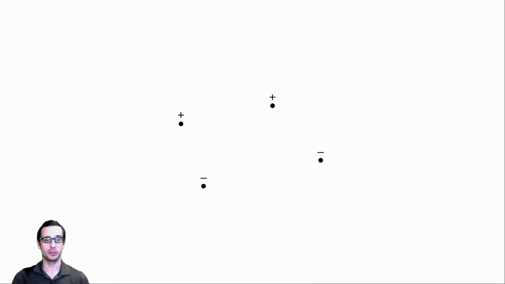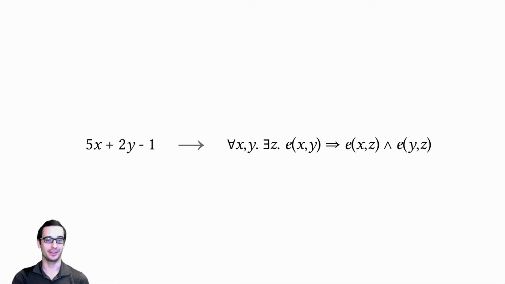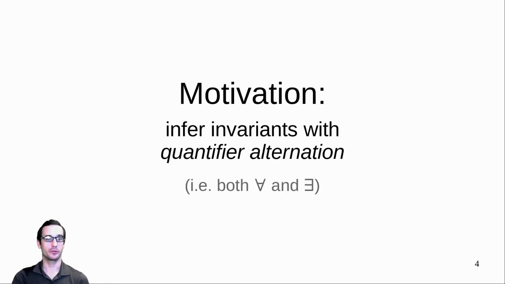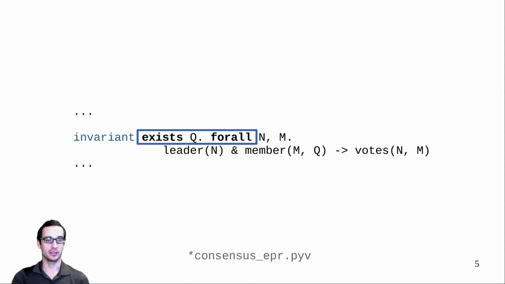You may be familiar with a linear separator, which for a set of points in the plane labeled positive and negative is a line that separates them. In this work, we're not going to consider linear expressions, but rather quantified formulas as separators. We're interested in these formulas because we want to infer invariants with quantifier alternation. That is, like this example from our benchmark, formulas that have both exists and for all in the same formula.